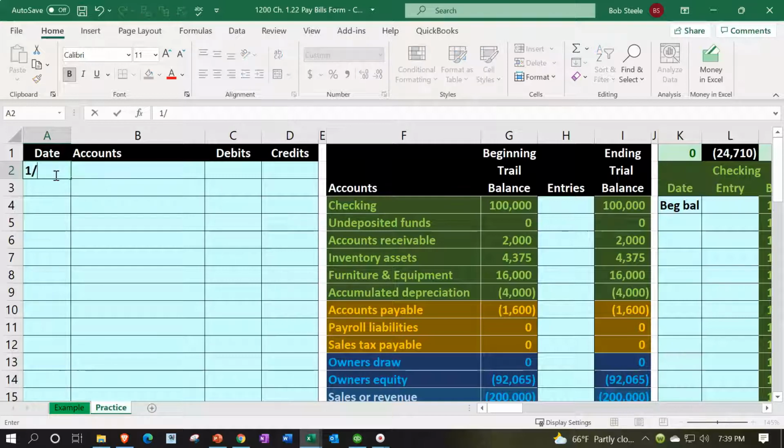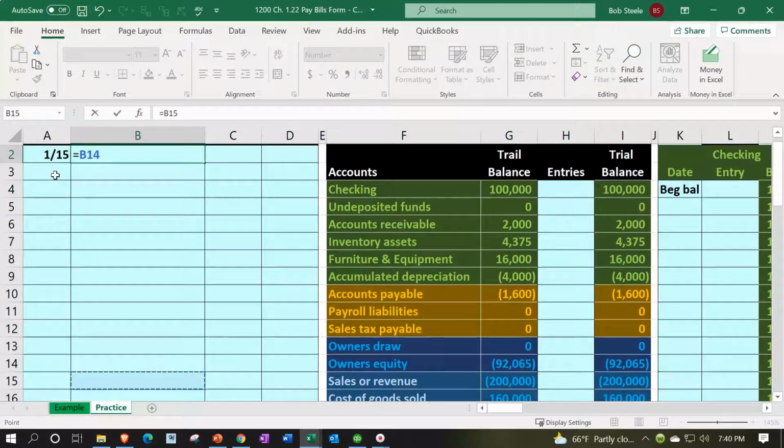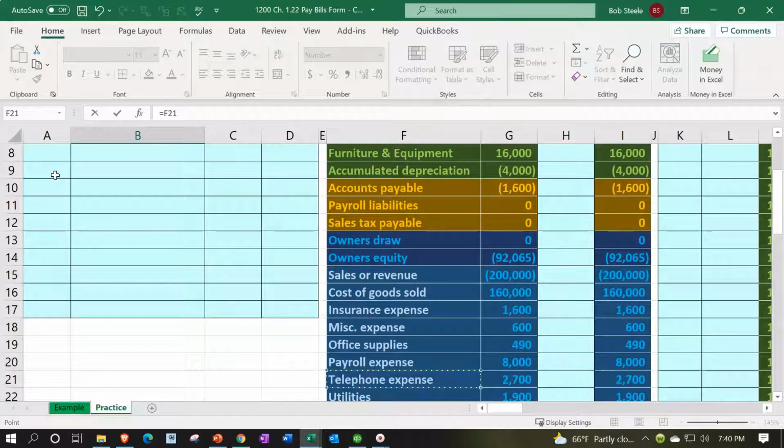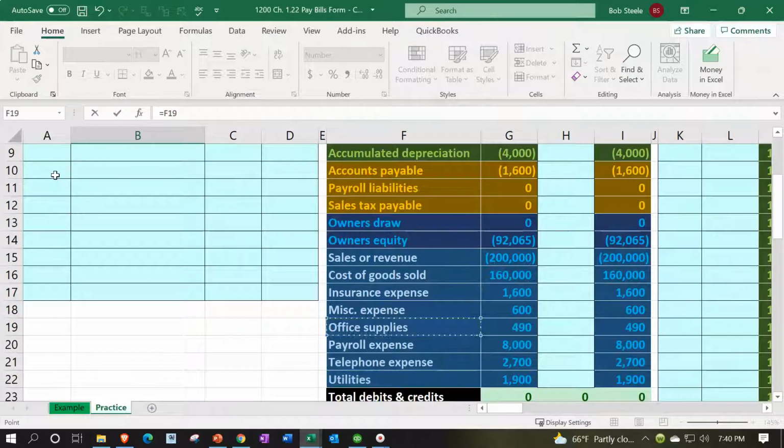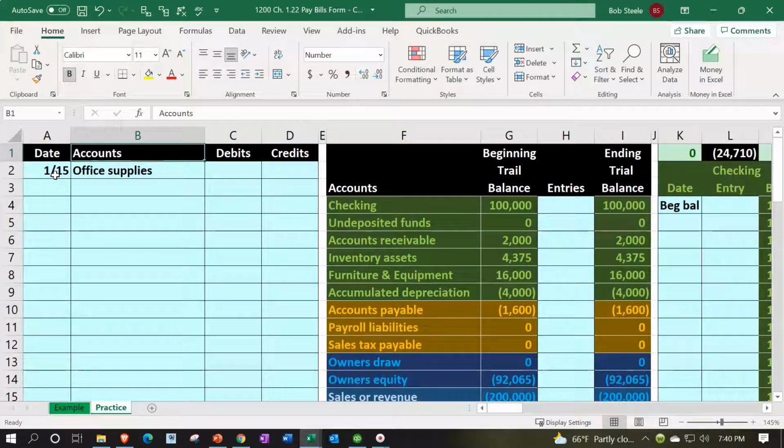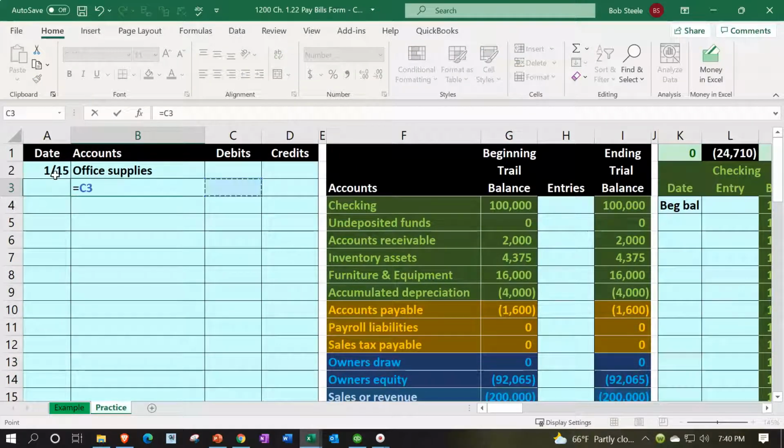So I'm going to say 115. Let's say that we paid for office supplies. We went to something like Home Depot. We purchased something on account. We haven't paid cash. We're going to pay it in the future. We would then be increasing the office supplies. We're going to say it's an expense because it's below a certain dollar amount. We're not going to be putting the office supplies on the books as an asset. So the expense account is going to be debited, and then the other side is going to be the accounts payable account.